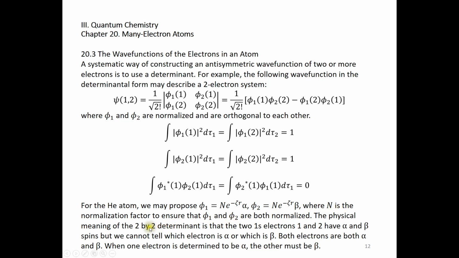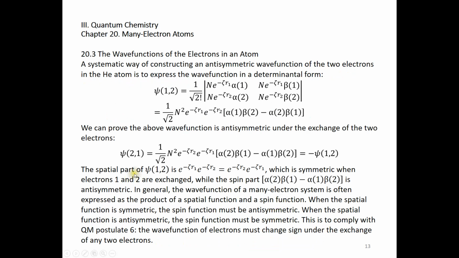The physical meaning of the 2 by 2 determinant is this. The two 1s electrons, electron 1 and electron 2, we know they have alpha spin and beta spin, but we cannot tell which electron is alpha, which is beta. Both electrons are both alpha and beta. And when one electron is determined to be alpha, then the other must be beta. If one electron is determined to be beta, the other is alpha. But before that, we have to say we know both electrons are both alpha and beta.